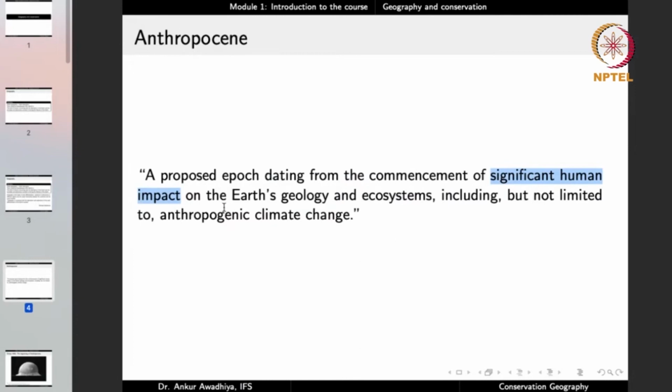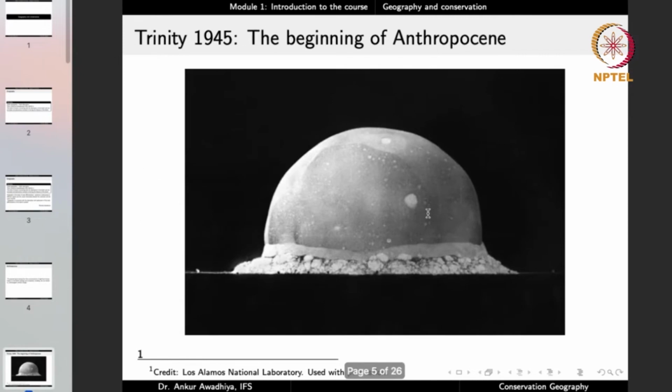Before Anthropocene, we did not have a significant human impact, but now we say that there is a very high human impact on the Earth's geology and ecosystems. So what kind of human impacts? Things like the detonation of atomic weapons.